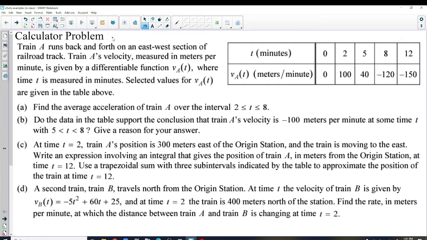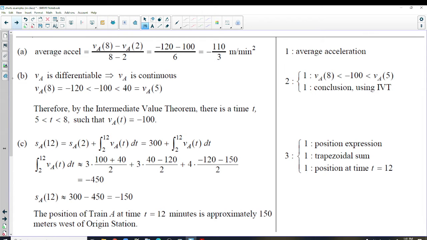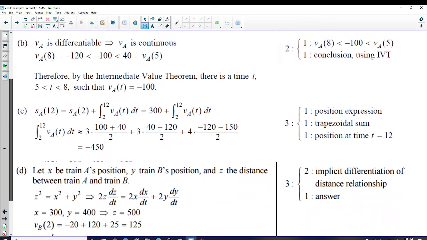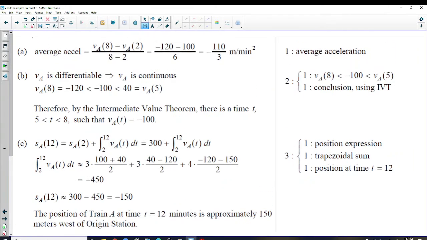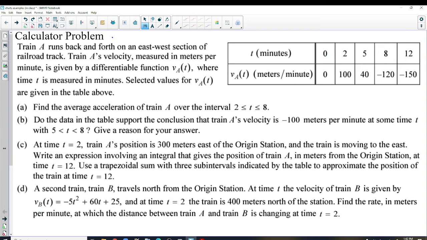All right, this is find the average acceleration. A calculator problem? Is it a calculator problem? No. No, I meant non-calculator. I don't see any decimals on this at all. Yeah, no decimals. Non-calculator. Let me change this real quick. Non-calculator. All right, here we go.